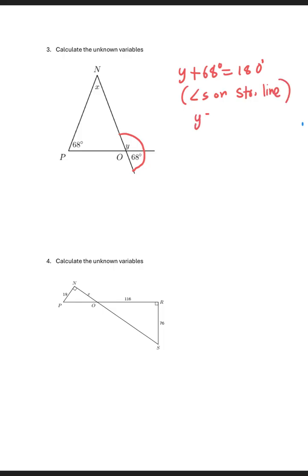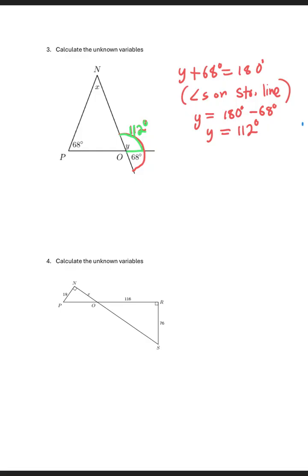And then y is equals to 180 minus 68. Therefore, y is equals to 180 minus 68 gives us 112 degrees. And then it means we have 112 degrees here. This angle here is 112 degrees.